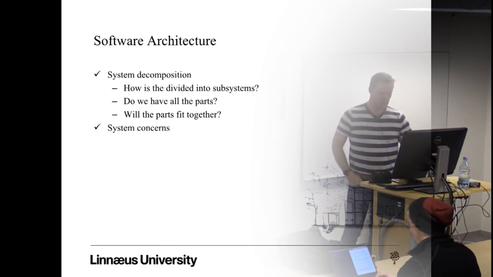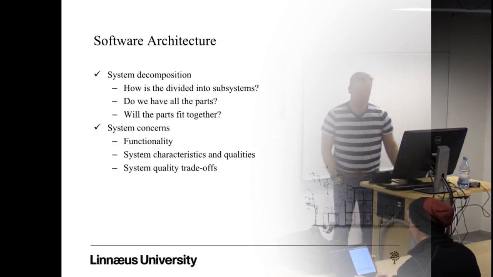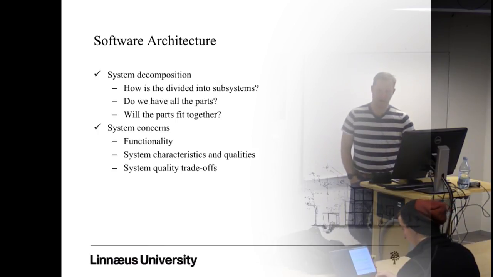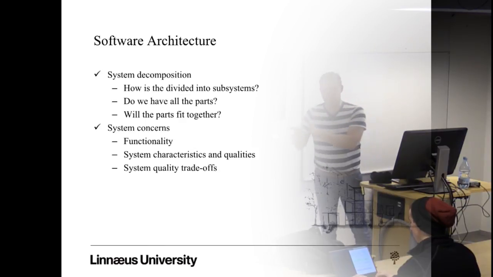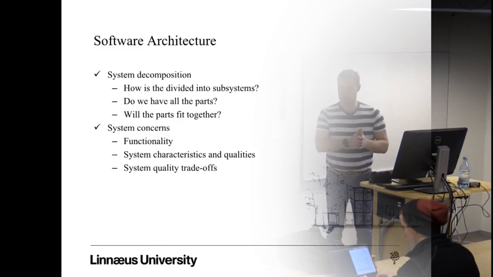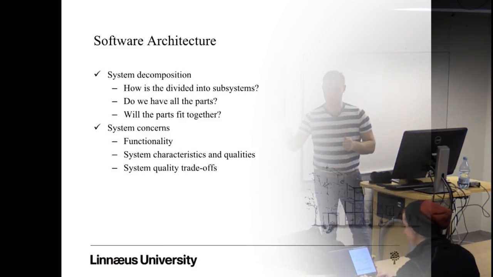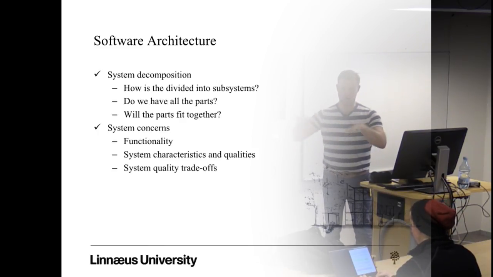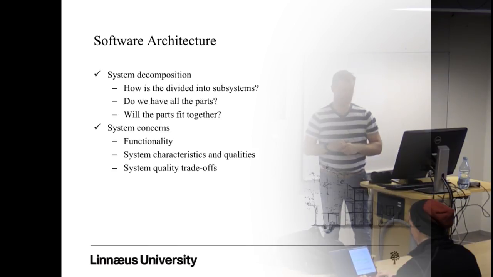You focus on the system concerns, functionality and quality, and the trade-offs. You can see trade-offs also between functionality and quality. We need this function. However, it's just too costly when it comes to resources. So if we go for that piece of functionality, we need to sacrifice something else. Trade-off between functionality and quality.